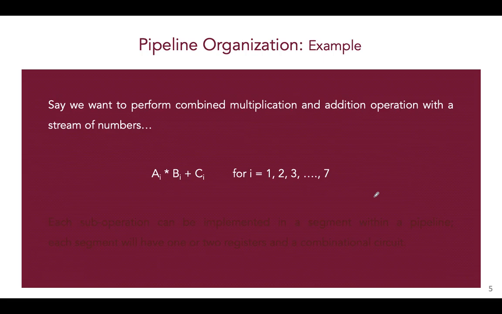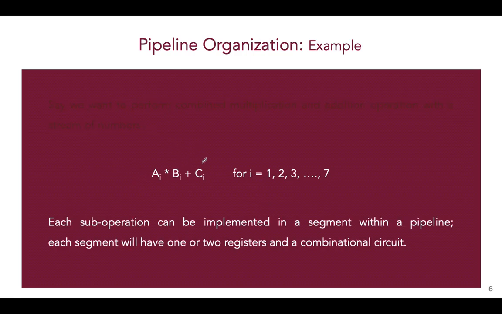Say we want to perform combined multiplication and addition with a stream of numbers. So we want to perform an operation something like this. For each i between 1 and 7, we first want to perform multiplication Ai into Bi and then add that product into Ci. Now each sub operation in this entire process can be implemented in a segment within a pipeline, right? Because each of these are individual operations.